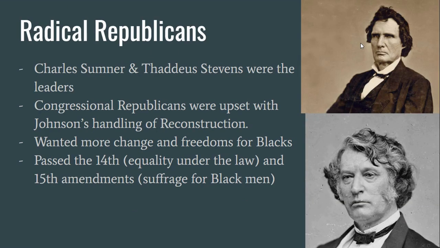And speaking of those radical Republicans, let's take a quick look at them. So they are a faction of congressmen that, led by Charles Sumner and Thaddeus Stevens, were upset with President Andrew Johnson's handling of Reconstruction. They wanted more change and freedoms for blacks. They politically wrestled control over Reconstruction from President Johnson to the Congress, and also passed civil rights acts and the 14th and 15th Amendments. I made a video about those Reconstruction amendments. The link is below to learn more about them.